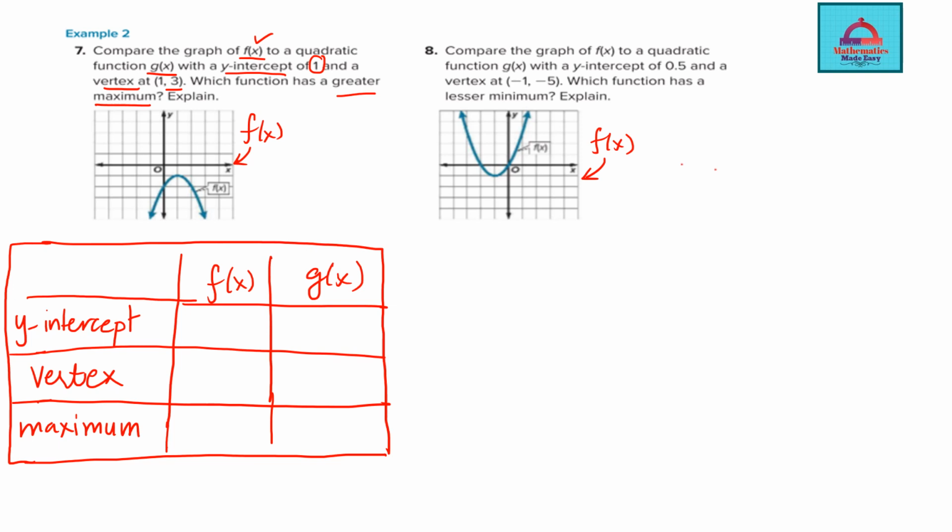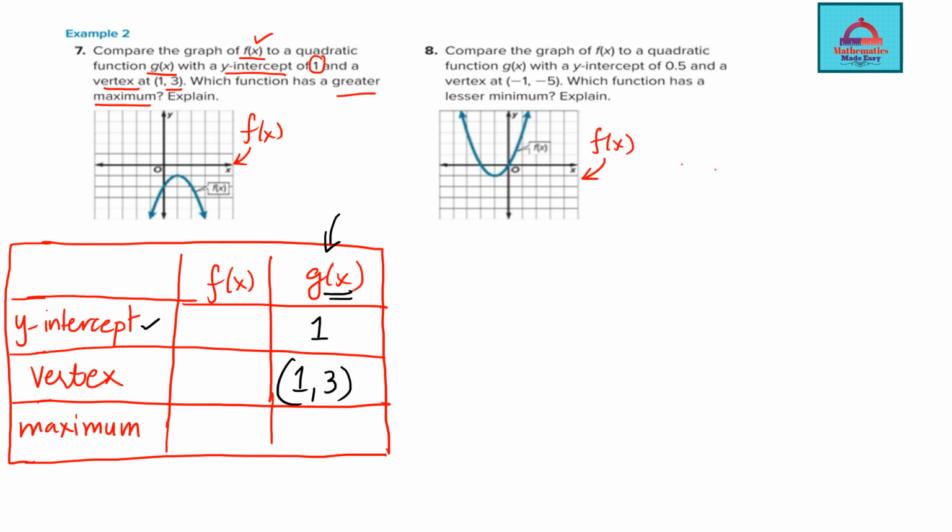The table is complete. So first I look at the function which is g(x). For g(x), are you given the y-intercept? Read from the question. Yes, that is 1. Fill it here. Are you given the vertex? Yes, (1, 3). Put it here. And now we move to f(x).